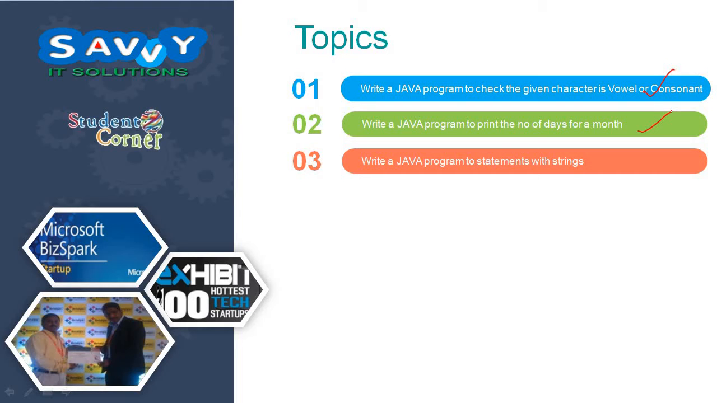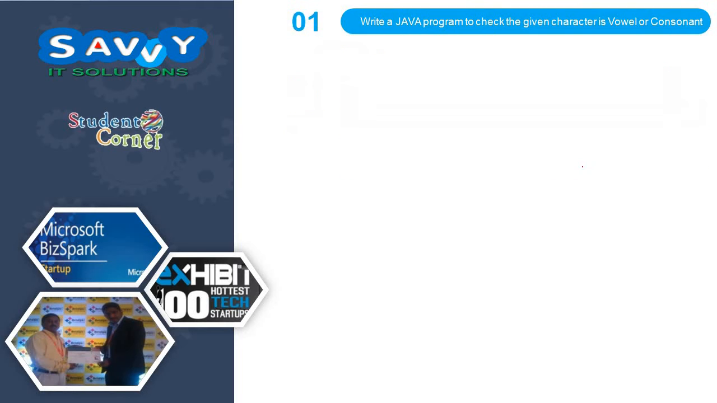Similarly, one more thing is write a Java program with statements using strings. We are dealing with statements with string, meaning the text will be a string. The case value will be a string. How it reflects will be explained. Okay, now I am moving into the first part of the program.